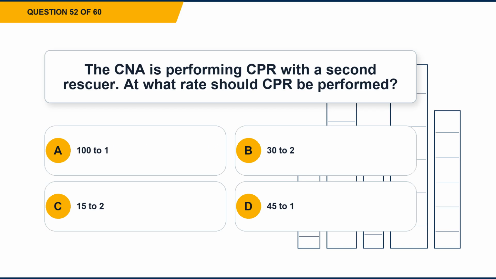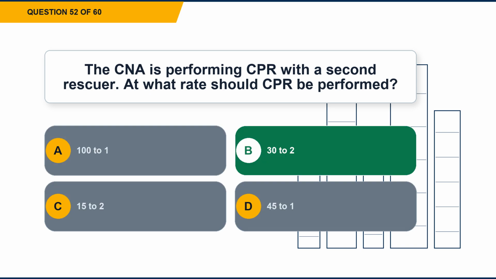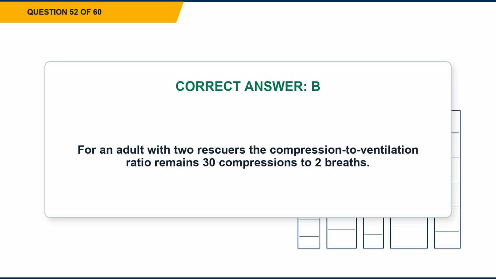Question 52. The CNA is performing CPR with a second rescuer. At what rate should CPR be performed? Option A, 100 to 1. Option B, 30 to 2. Option C, 15 to 2. Option D, 45 to 1. The correct answer is option B, 30 to 2. Explanation. For an adult with 2 rescuers, the compression to ventilation ratio remains 30 compressions to 2 breaths.